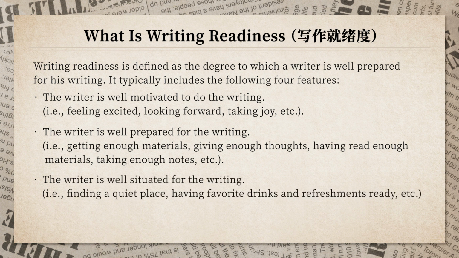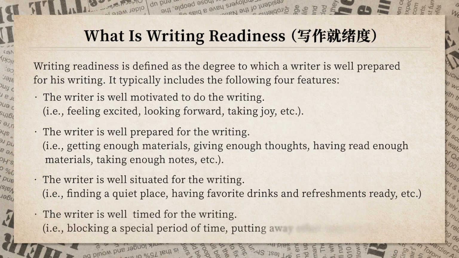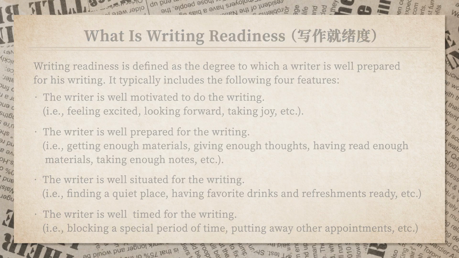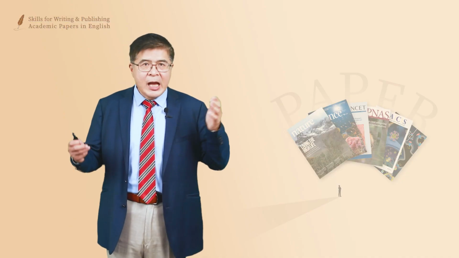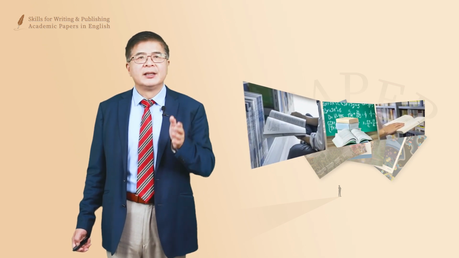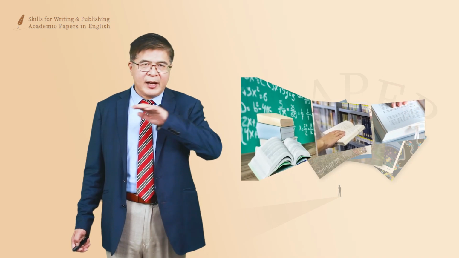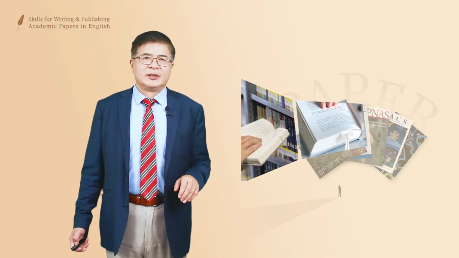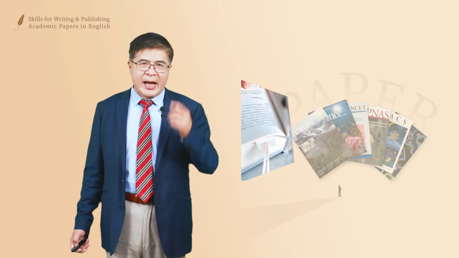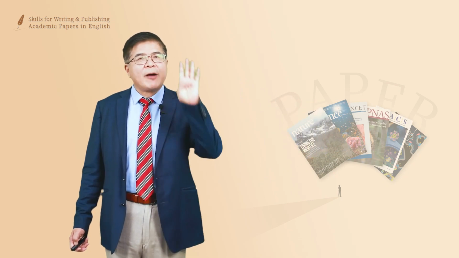Third, the writer is well situated for the writing, meaning finding a quiet place, having favorite drinks or refreshments ready, etc. for writing. And the fourth, the writer is well timed for the writing, meaning blocking a special period of time and putting away other appointments or engagements. Now here, I have this table for you. Now, if you take readiness, high and low, as the horizontal dimension, and effectiveness, high and low, as the vertical dimension, you would have 4 zones of writing.